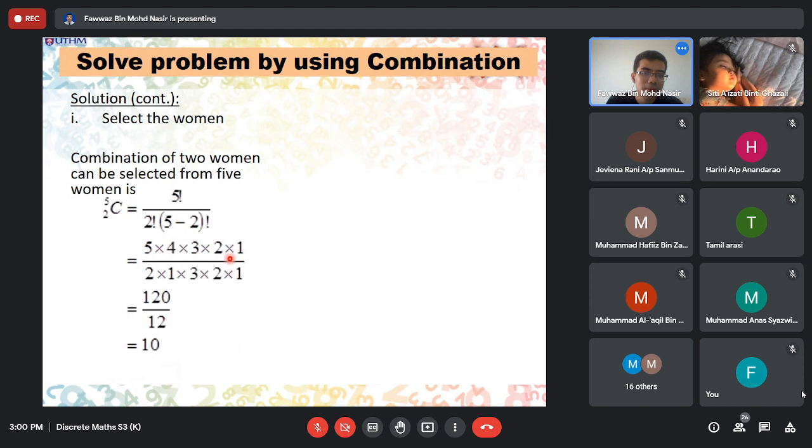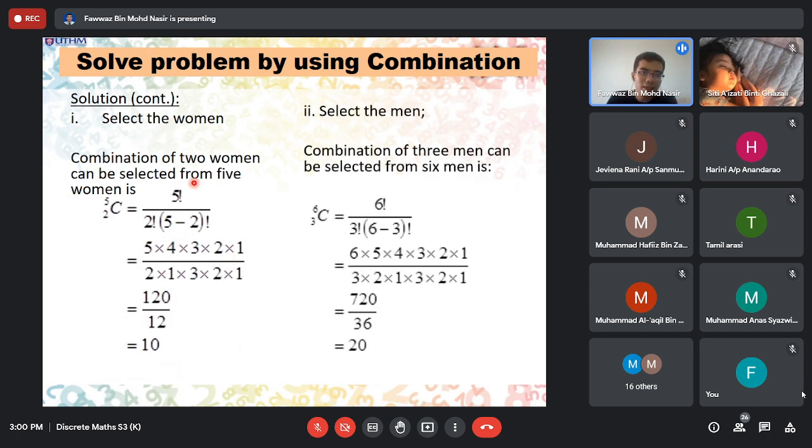Okay. Then once we get the number of ways to select women, kita calculate the number of ways to select men. So tadi kita ada a total of 6 men, tapi kita nak select 3 sahaja kan. Okay, kita nak 3 men sahaja yang ada dalam committee tu. So sama juga, we just substitute dia punya nilai. Okay, so you get 20 ways to select 3 men from 6 men.